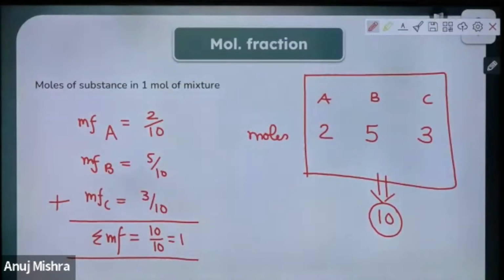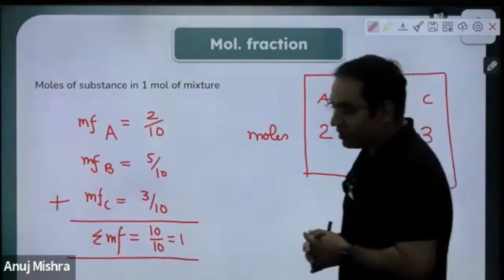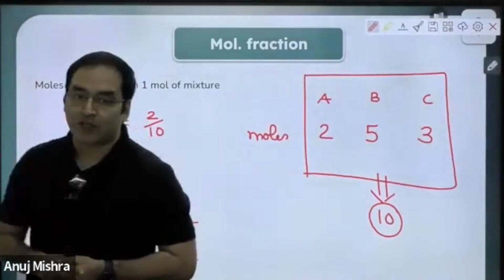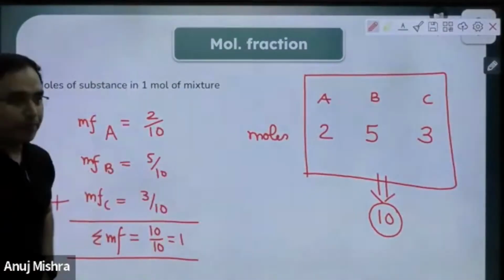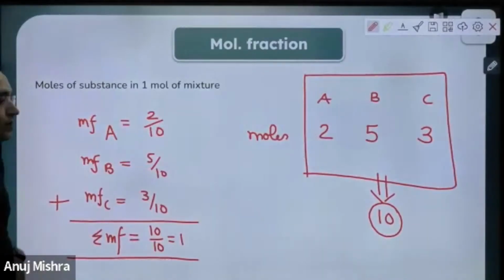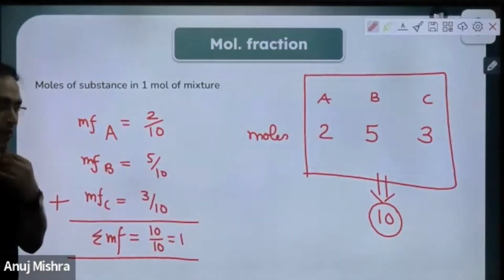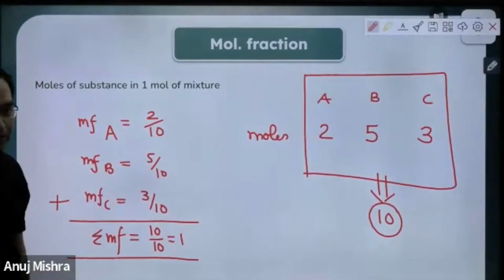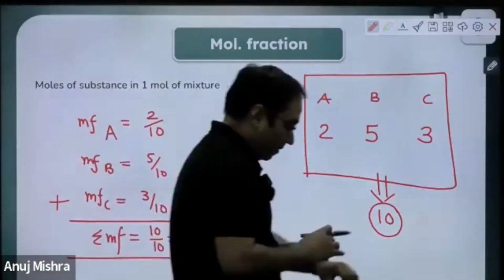Sum of all the percentages is equal to 100. 100 में percentage measure करते हो ना, तो summation of all the percentages is 100. Summation of all the mole fractions is 1. Make sense? Good. अब इसमें हम लोग कुछ क्वेश्चन सॉल्व करेंगे, अच्छे इंटरेस्टिंग क्वेश्चंस.